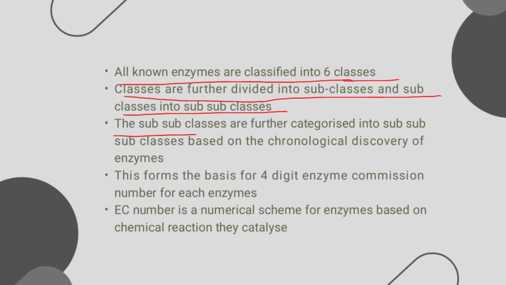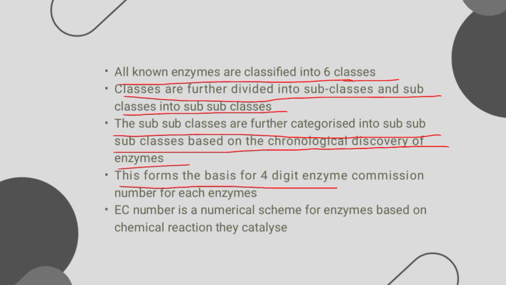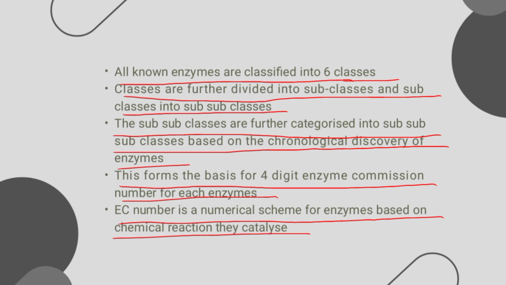The sub-subclasses are further categorized into sub-sub-subclasses based on the chronological discovery of enzymes. This forms the basis for 4-digit enzyme commission number for each enzyme. EC number is a numerical scheme for enzymes based on the chemical reaction they catalyze.